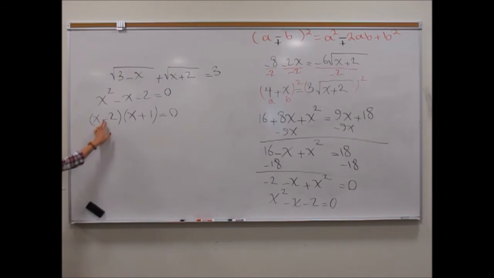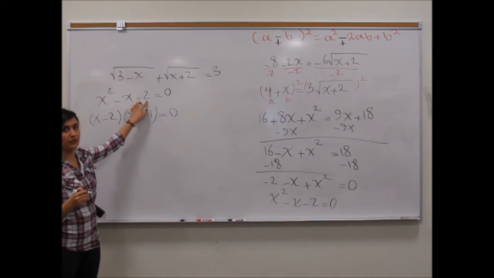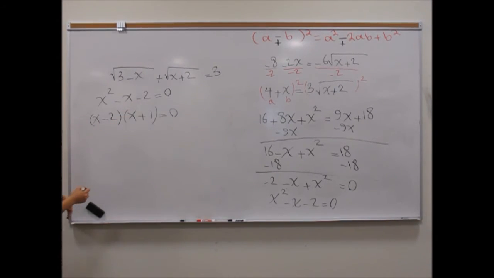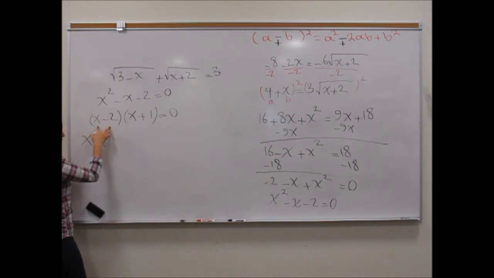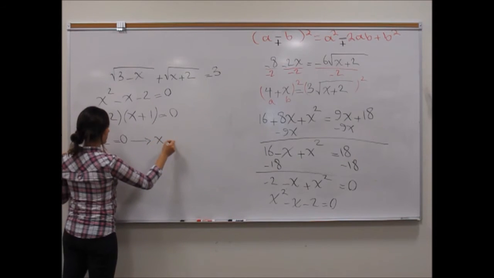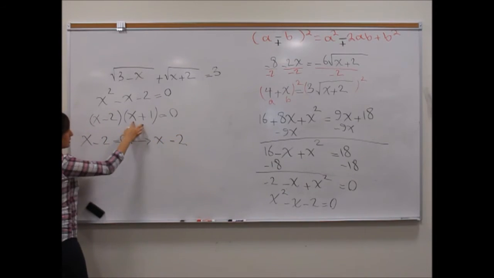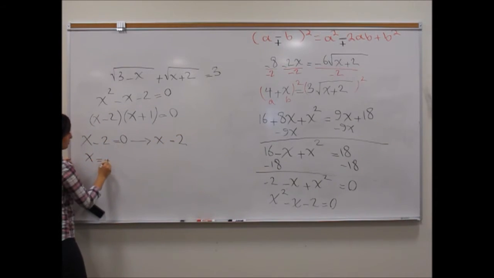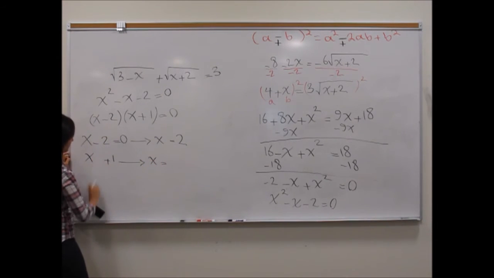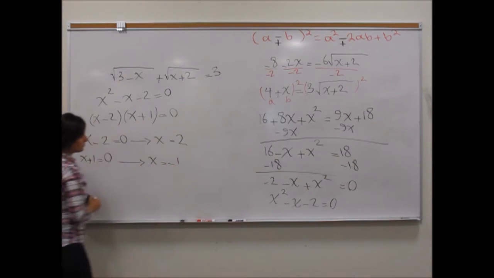Here, negative 2 times 1 gives me negative 2, and negative 2 plus 1 gives me negative 1. So if I set this one equal to 0, my answer is x equal to 2. And if I set this one equal to 0, this is x plus 1 equal to 0, my answer is going to be negative 1.